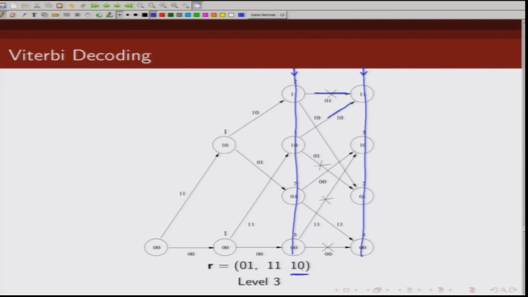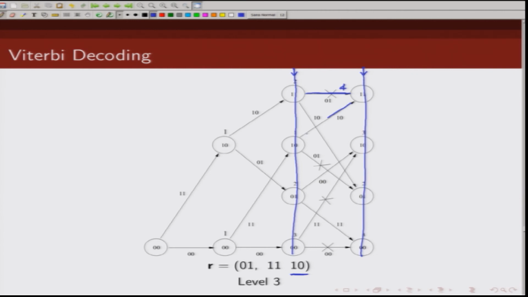So, what is the branch metric corresponding to this transition? This transition is 0 1, this is 1 0. So, Hamming distance in this case is 2. And what was the path metric here? Path metric was 2. So, 2 plus 2 gives me a partial path metric of 4.